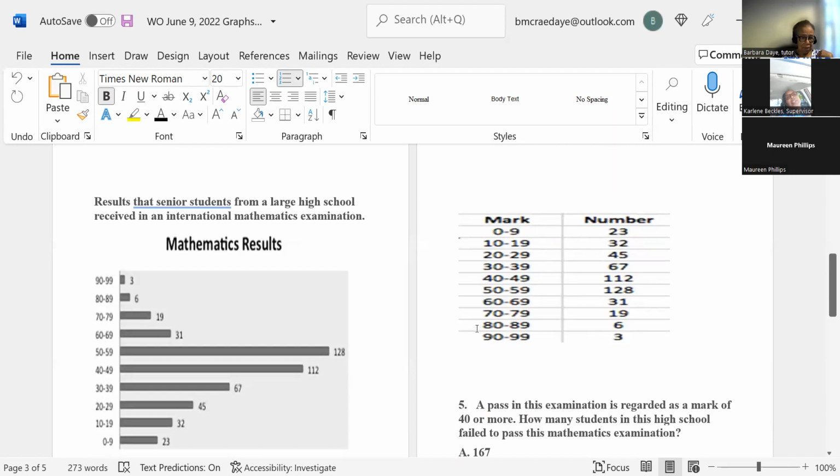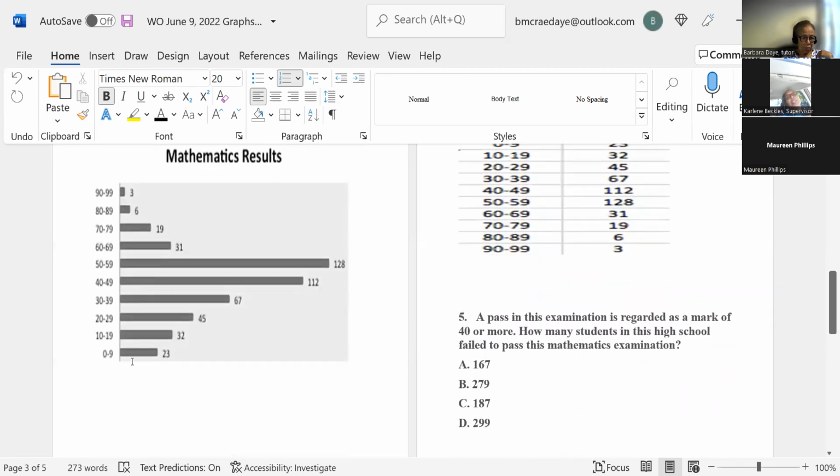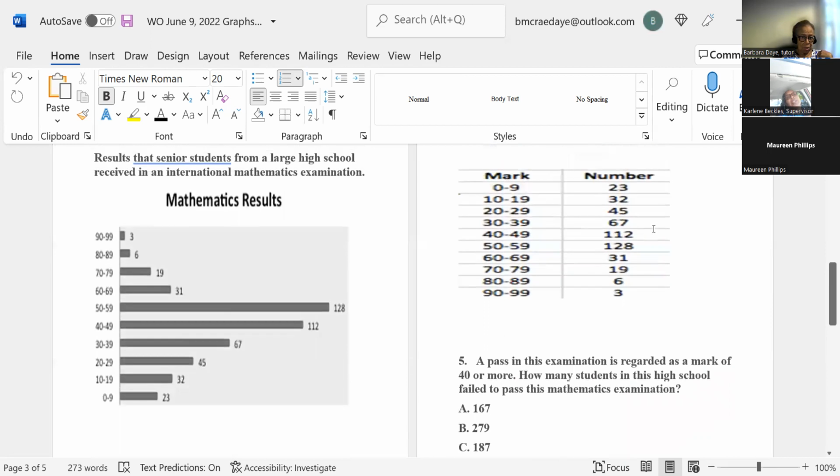And how do you know that, right? From 0 to 9, okay? 0 to 9 in the table is what, Maureen? 23. And look at the bar. At the end of the bar, there's a 23. Same thing. Let's look at 40 to 49. 40 to 49 is 112 right here in the table, and it's 112 on the bar graph. So what you're seeing in the table was plotted on a bar graph here.